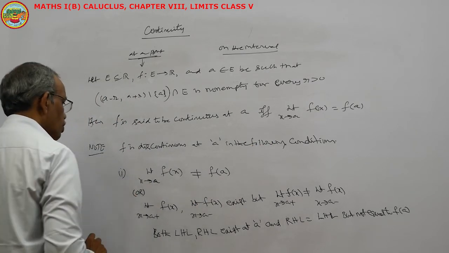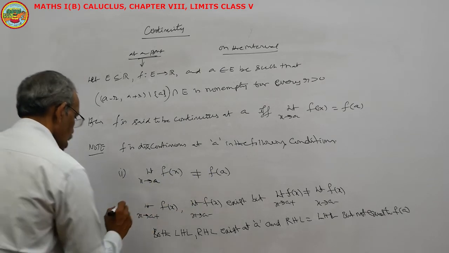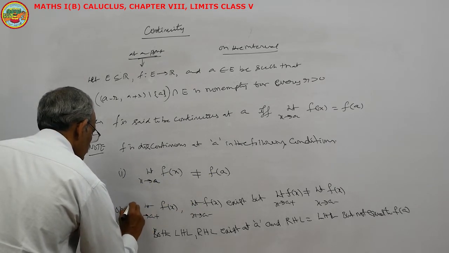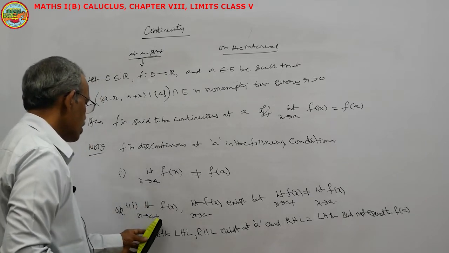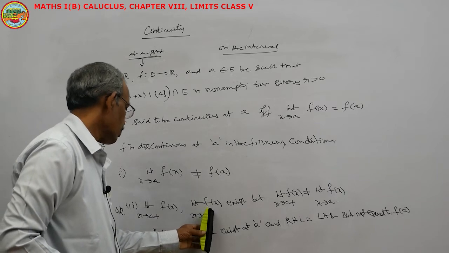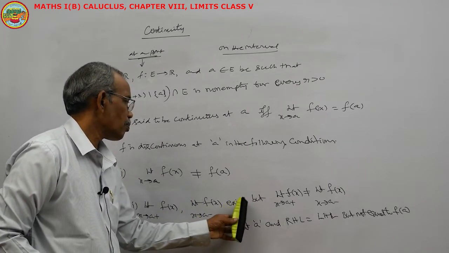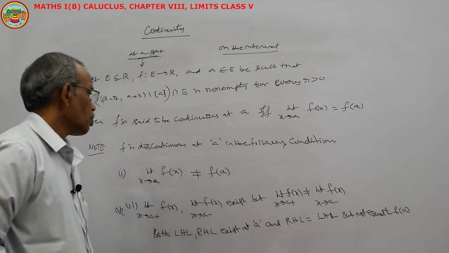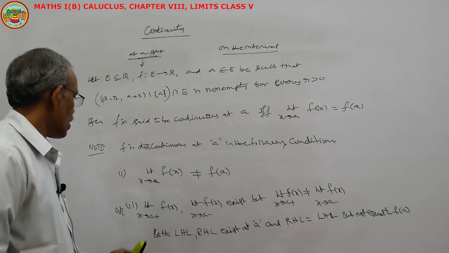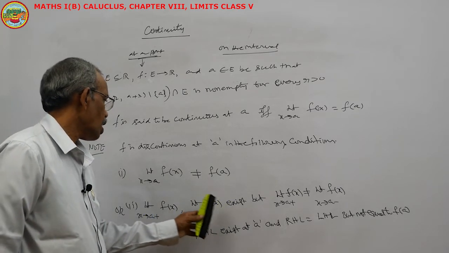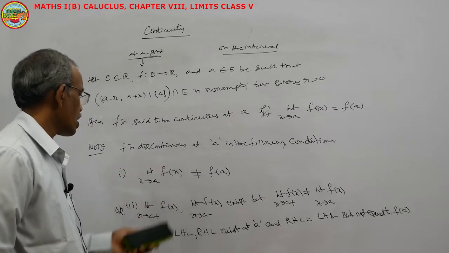One is the limit of f of x as x tends to a is not equal to f of a, or second one, the limit of f of x as x tends to a plus, that means the right hand limit, and the left hand limit at a, exists but not equal. LHL is not equal to RHL. Even if both exist but are not equal, we say the limit does not exist. Since the limit does not exist, then also we say discontinuous.